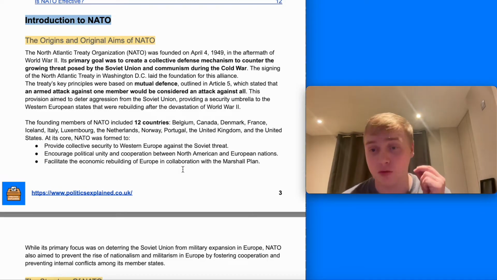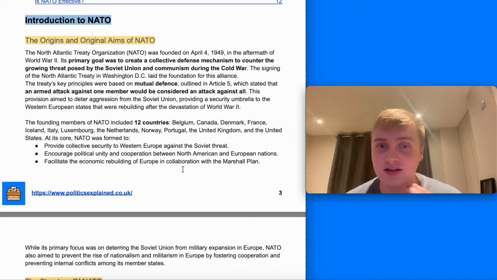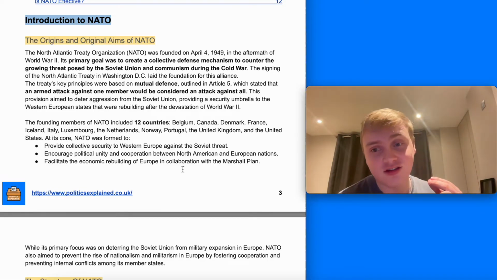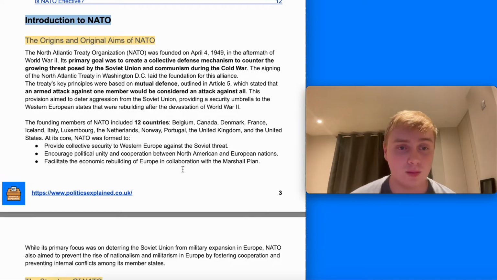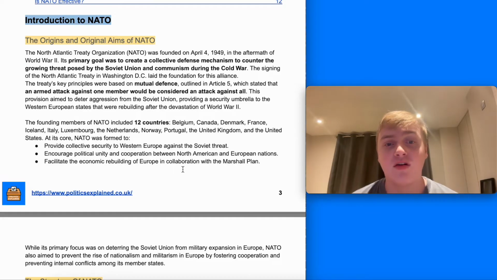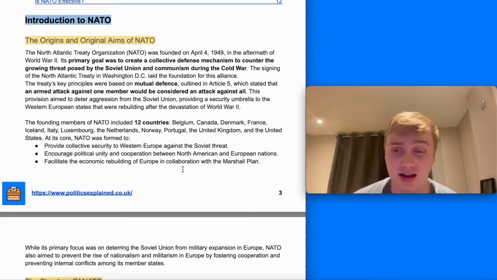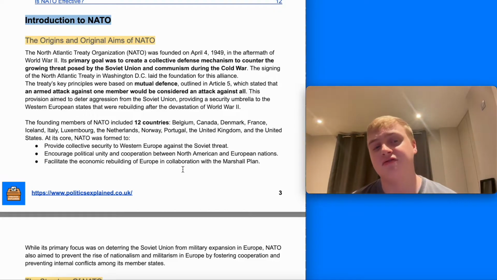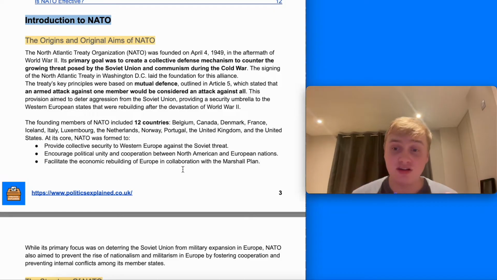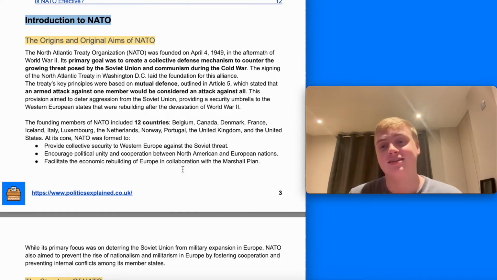That's the central feature and the most important thing to understand about NATO, effectively its key purpose and its key principle. And this was really aimed to deter aggression from the Soviet Union, providing a security umbrella to Western European states that were rebuilding after the devastation of World War II. So effectively, Western European states signed it, the United States signed it, and crucially that meant that if a Western European state was attacked by the Soviet Union, that would be treated by all states, including, crucially, the United States, as an attack on itself.